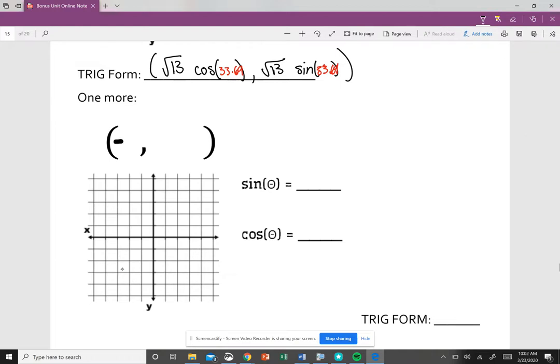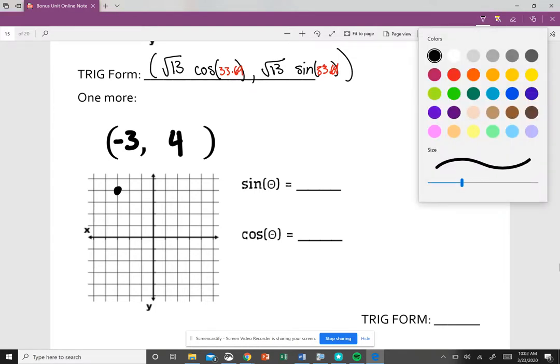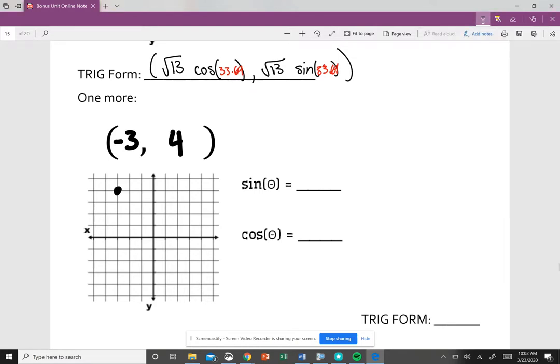So let's do -3, 4. Some of you noticed I kind of cheated myself, but it's fine. Okay, so we're going to go -3, up 4. 1, 2, 3, 4. Now, if you haven't tried one on your own yet, please try this one out. If you have, it's good practice anyway, so you might as well try it again on your own.